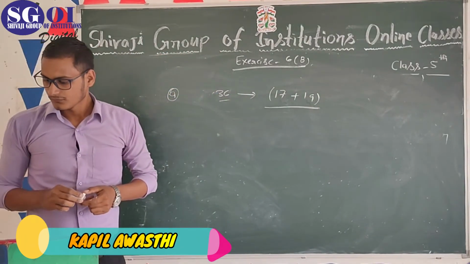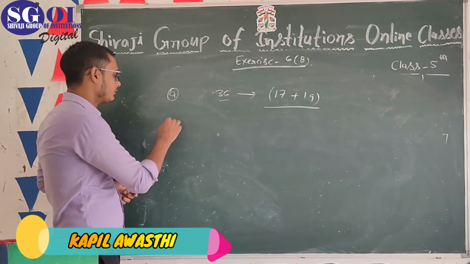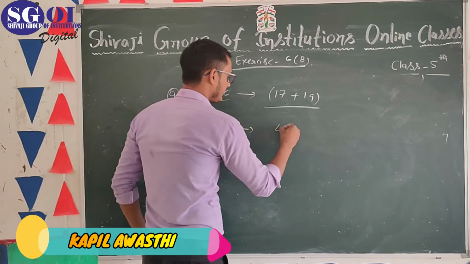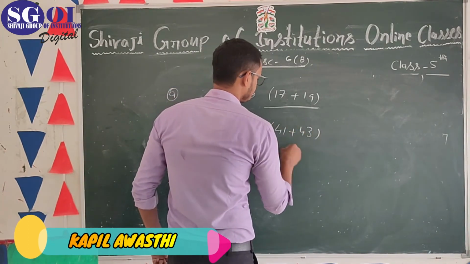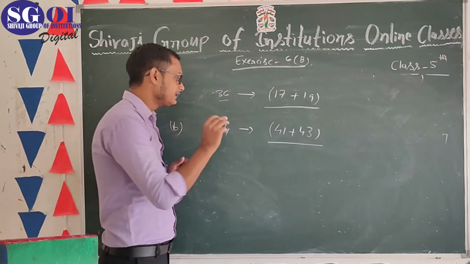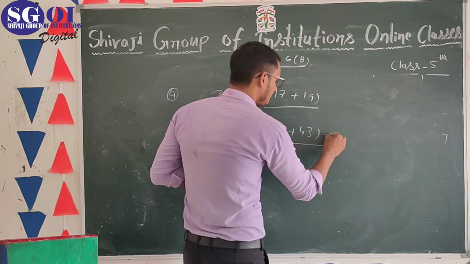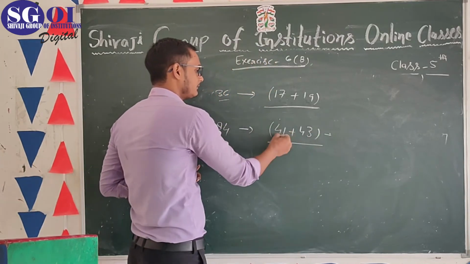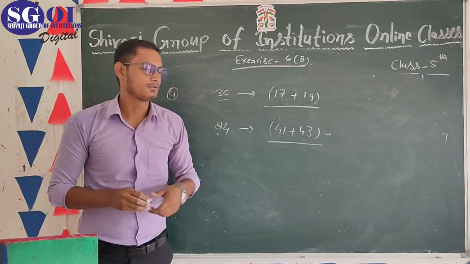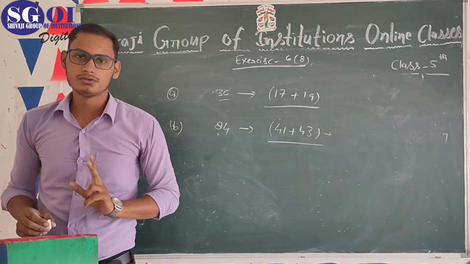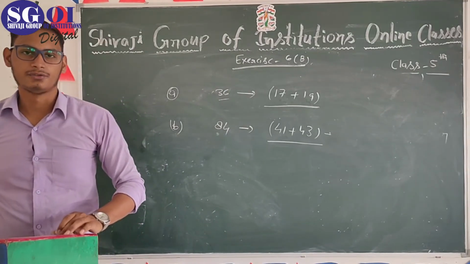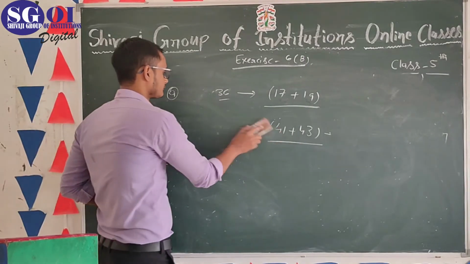Okay. Part B. 84. 41 plus 43. The addition of 41 and 43 is 84, and these are a pair of twin primes because the difference of both prime numbers is 2. 43 minus 41 is equal to 2. Questions C and D, do these yourself. Okay.